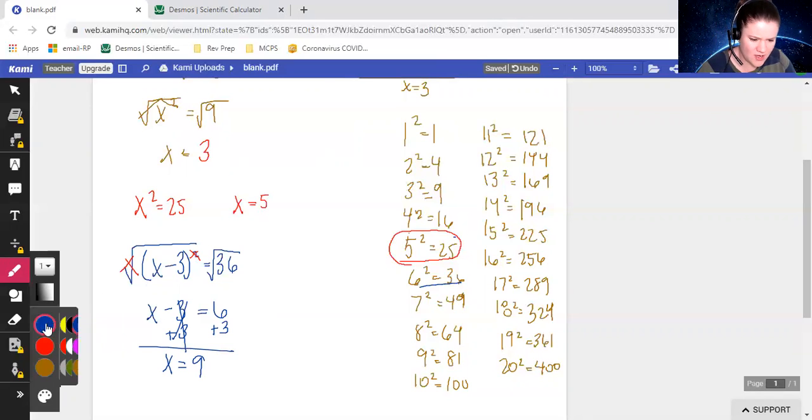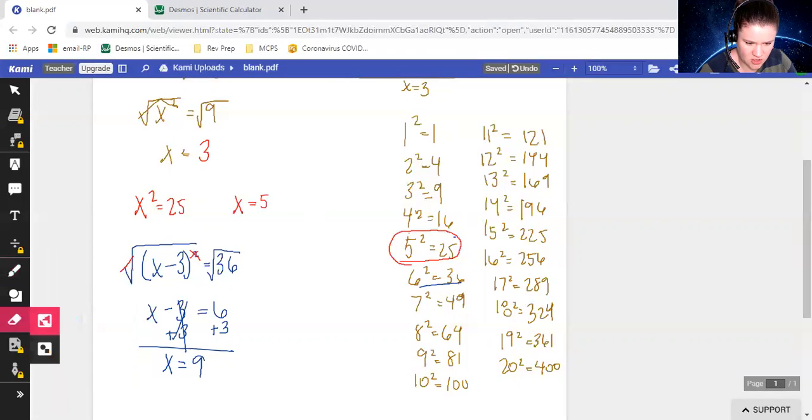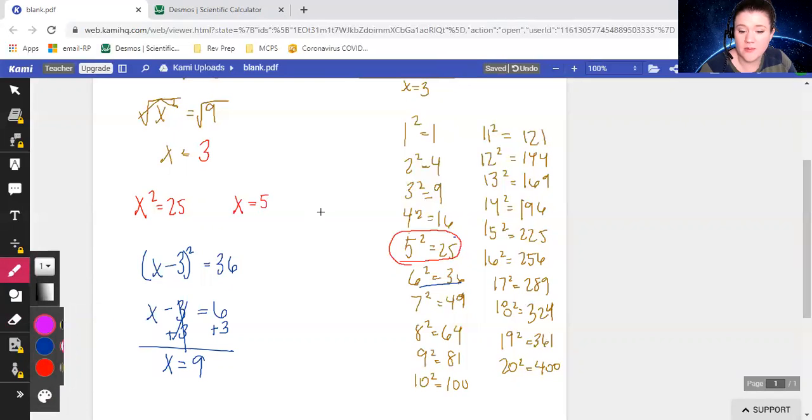Another way to think about it: say I got back to this equation right here, and that square should be there and this square should not. I could make something up. I could say that y is equal to x minus 3, right? This is why this works. Again, if you get it, fast forward.